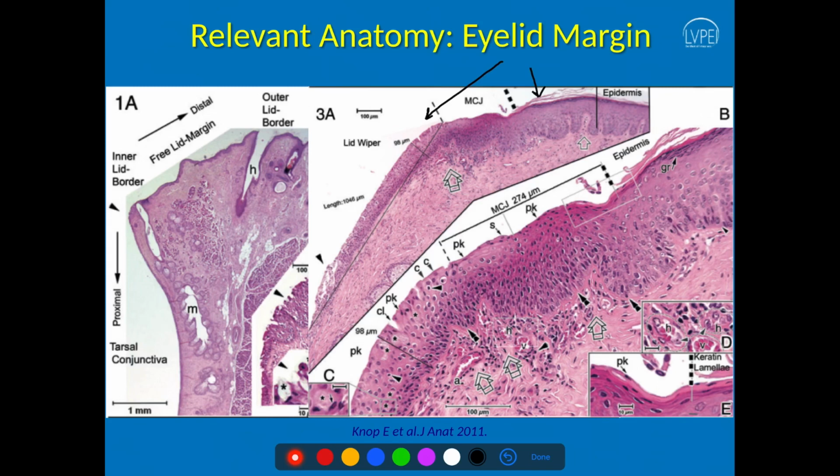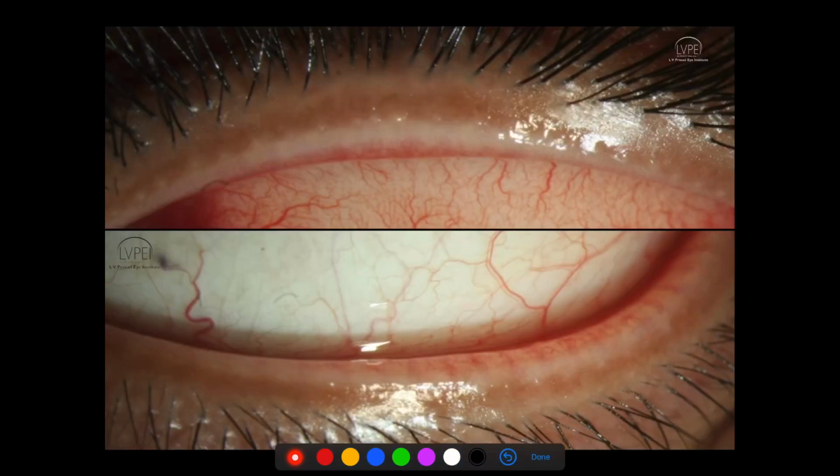Okay, and there is a junction in between similar to the junction in between the cornea and the conjunctiva, like you have the limbus on the surface of the eyeball. At the lid margin you have the mucocutaneous junction, which is the transitional zone between the epidermis on one side and the conjunctiva on the other side.